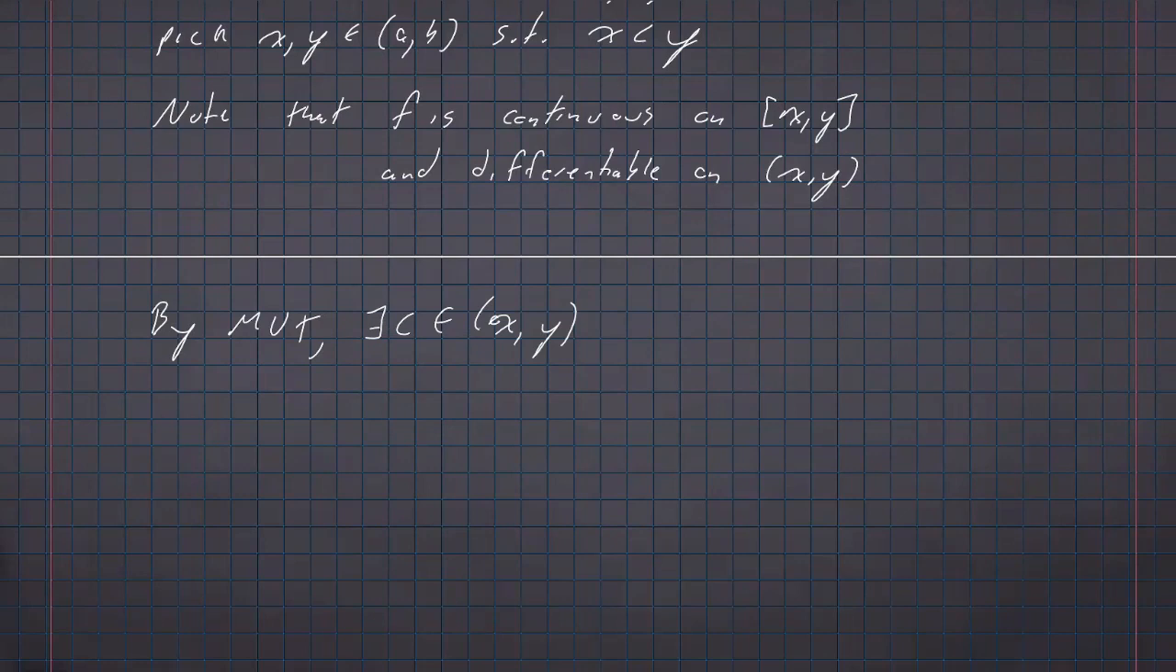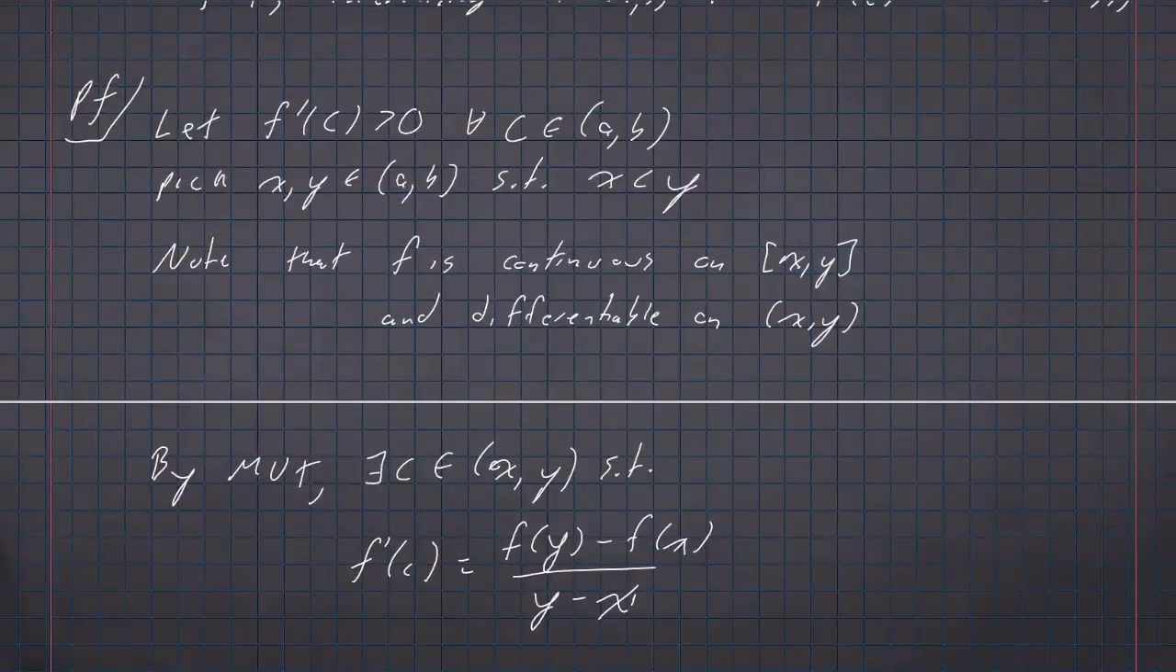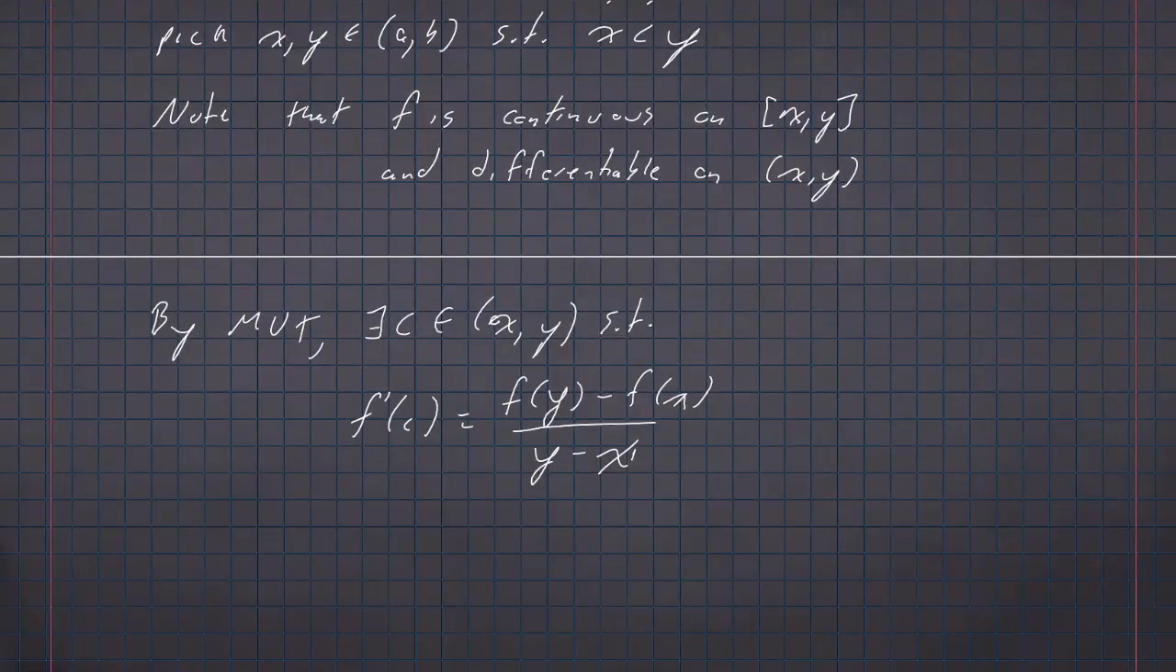Right, but by the mean value theorem, there is some point c in xy such that f prime of c is equal to, we set that up as, f of y minus f of x all over y minus x. And by our assumption, f prime of c is always greater than 0. So this is always greater than 0. And since I picked that x is less than y, that means that y minus x is positive. And if I multiply both sides of the equation by y minus x, I get f of y minus f of x is positive.